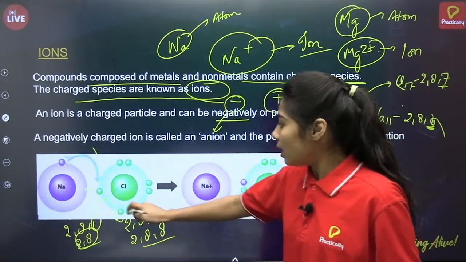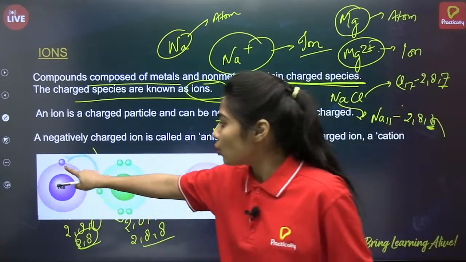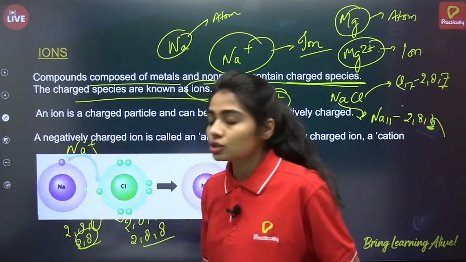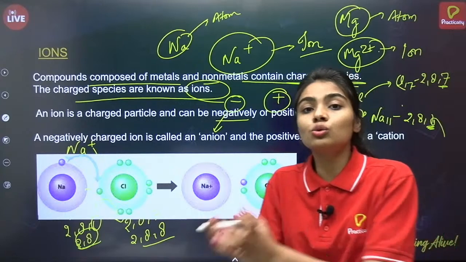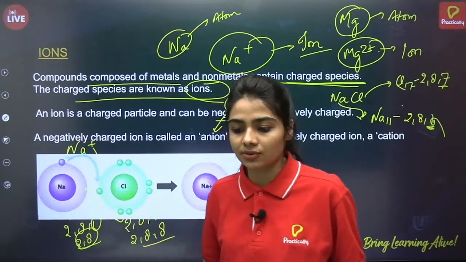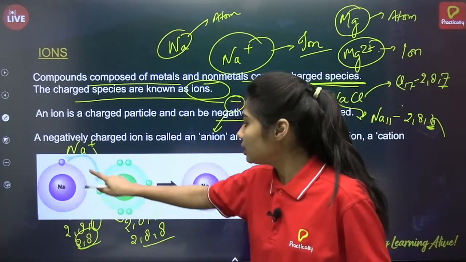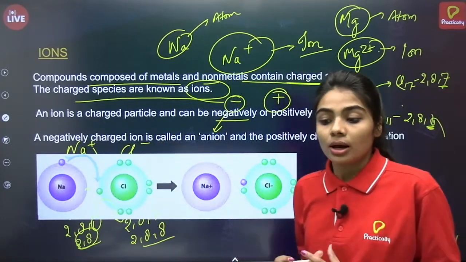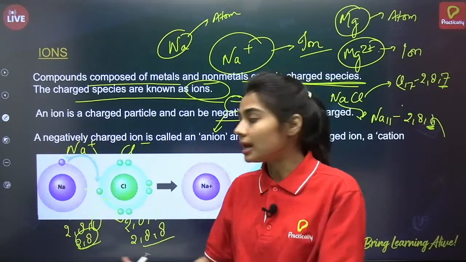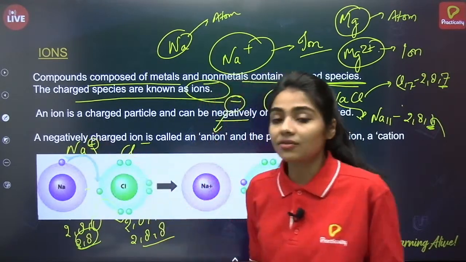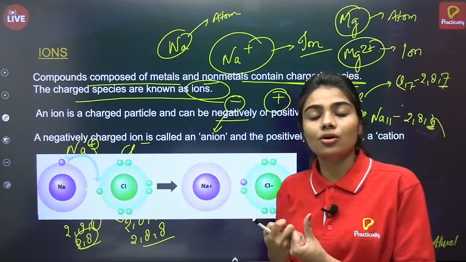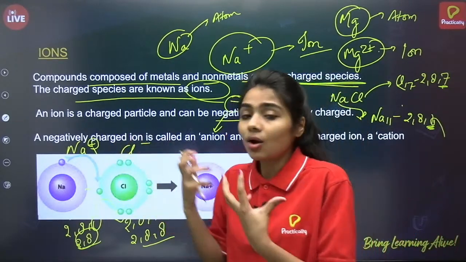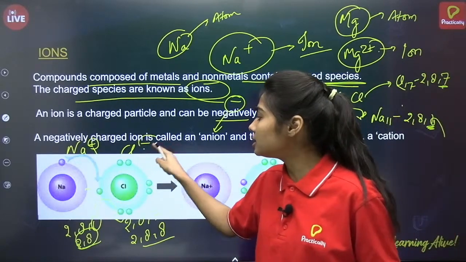Correct? Now what will happen? Sodium will give its 1 electron, it will become sodium positive. So whenever an element is losing an electron, it will gain a positive charge, and chlorine will gain this electron, so it will become negative. If it is losing, then it will gain a positive charge. If it is taking or gaining this electron, whatever you want to use, then gaining this 1 electron gives it a negative charge.